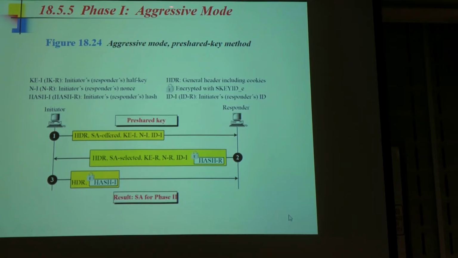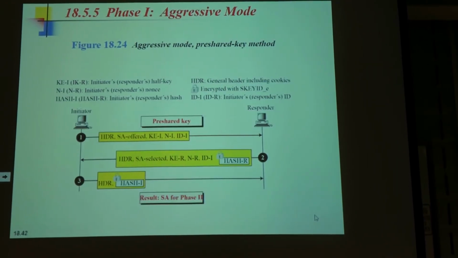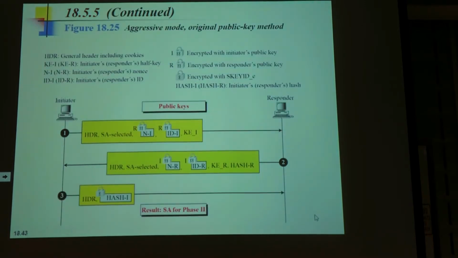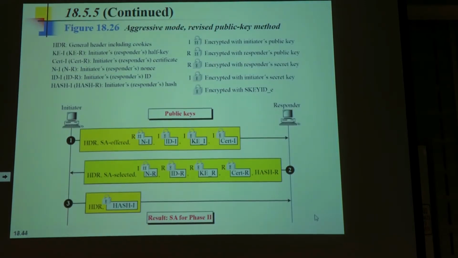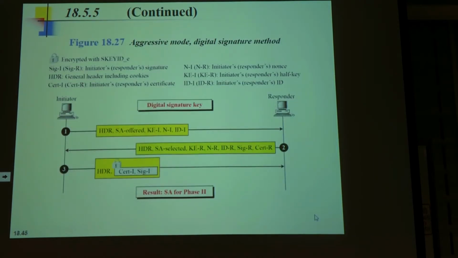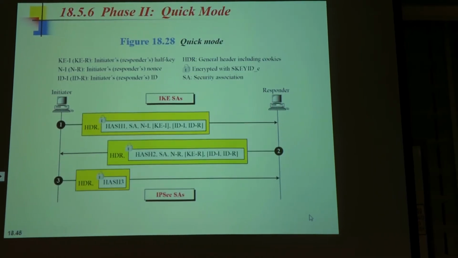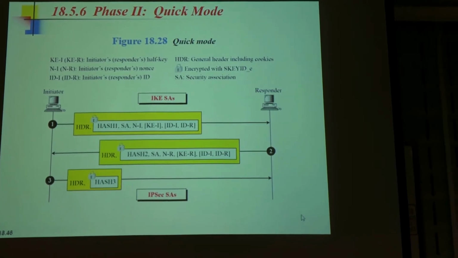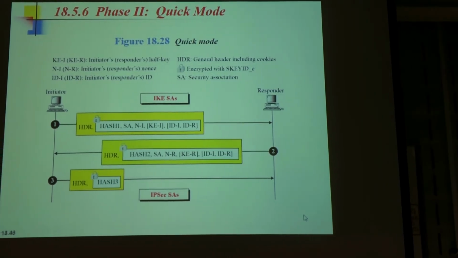In the aggressive mode, you go from 6 steps to 3 steps, so you're reducing the number of messages. Alright? So that's aggressive mode. I don't want to go through the details. The idea is the most important thing. Okay. Then after that, we're going to come to the quick mode.